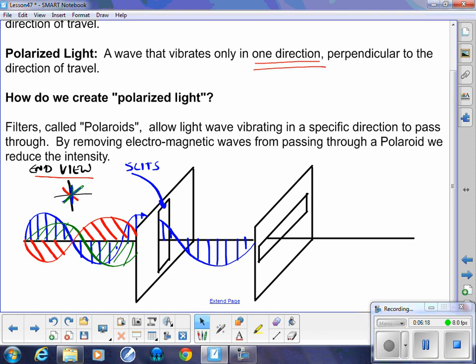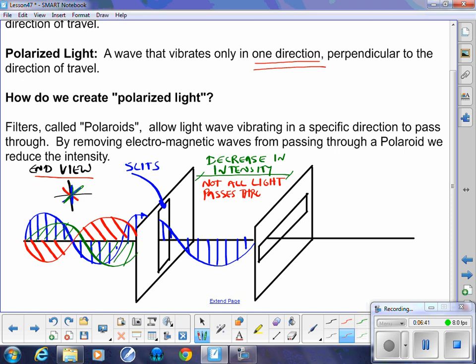All right, so what we have in this region then is a decrease in intensity of light. And that's because not all light's getting through. Not all light passes through. So the Polaroid is blocking certain light from passing in it, and it's the ones that are vibrating out of phase.